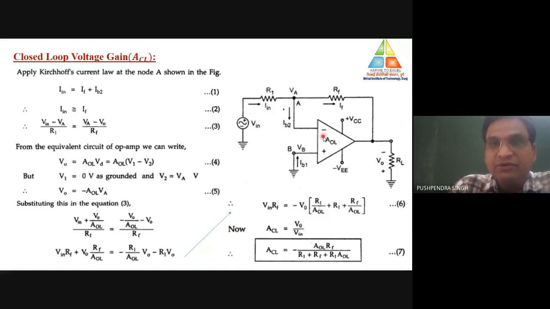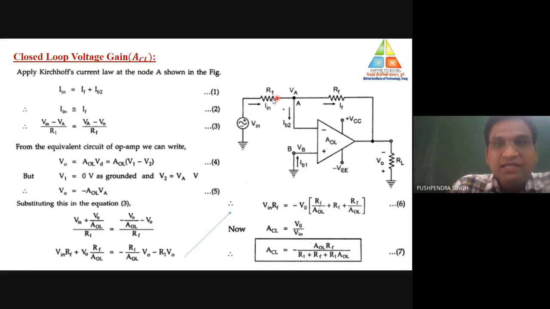As we know, the input impedance of the operational amplifier is infinite, and due to that infinite impedance, the value of input current to the op-amp is 0. Therefore, the value of IB2 will be 0. So if IN is equal to IF plus IB2, and IB2 is equal to 0, then IN is equal to IF.